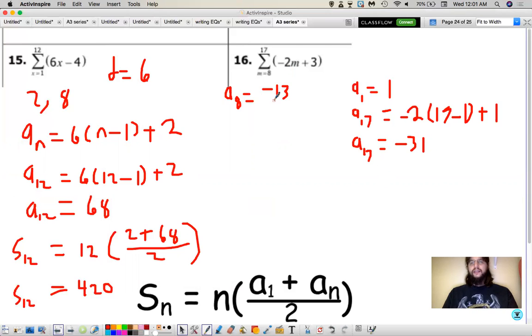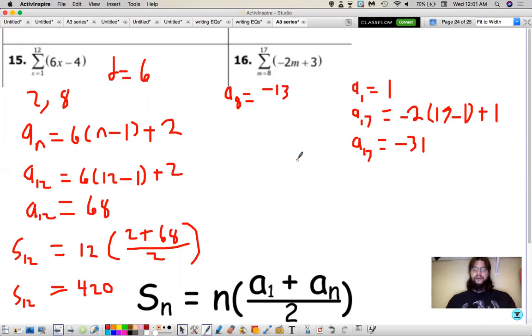I know that A8 is -13. I could list them all out, going down by 2 each time, or I can use this formula right here. So we've got to think: how many numbers are between 8 and 17? 9. Okay, 8, 9, 10, 11, 12, 13, 14, 15, 16, 17, 9. Easy way to do it, you just subtract them: 17 minus 8, plus 1, because we have to count the first.